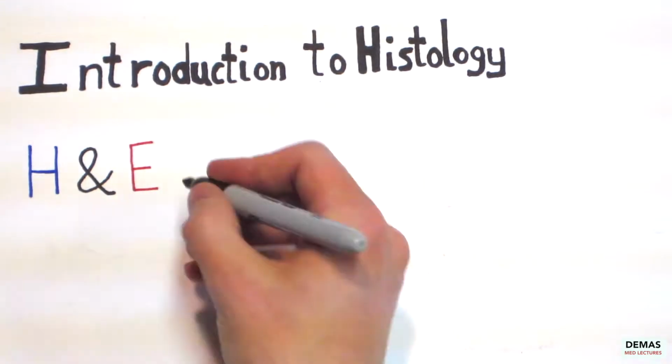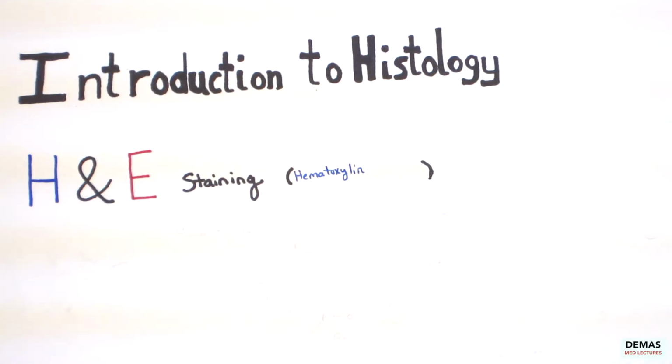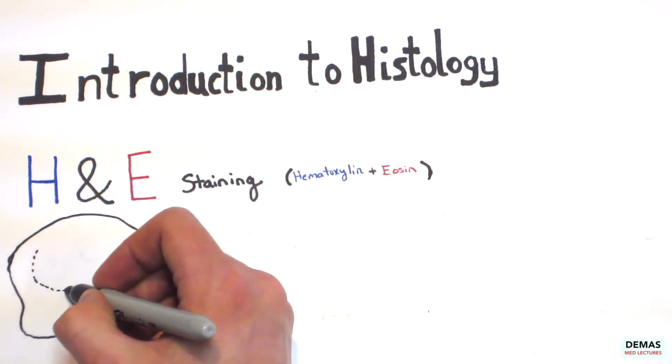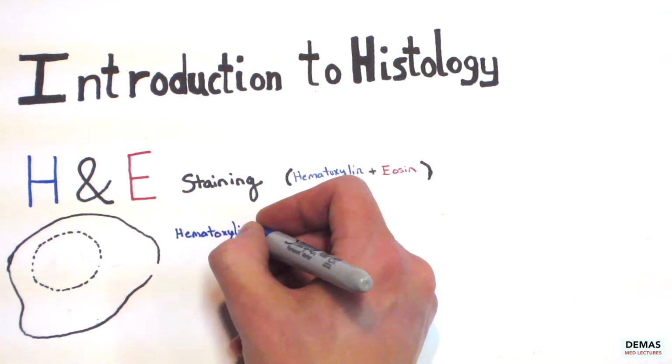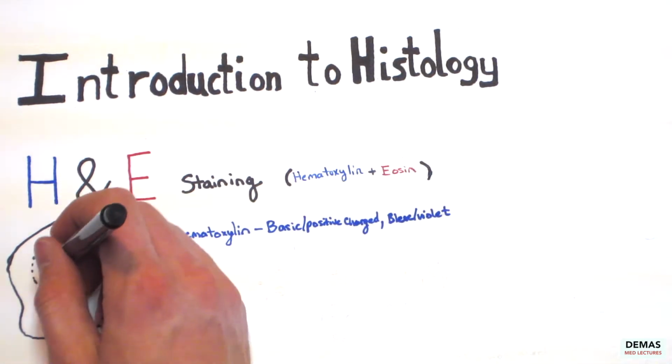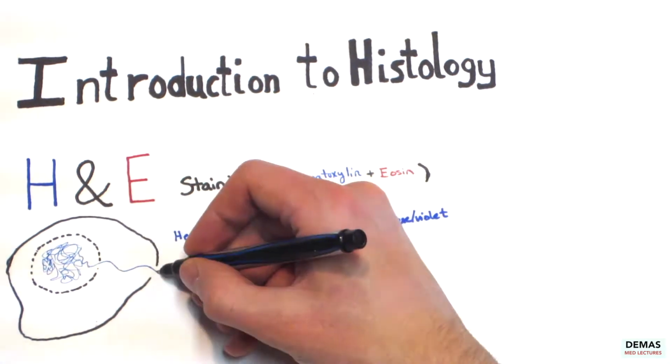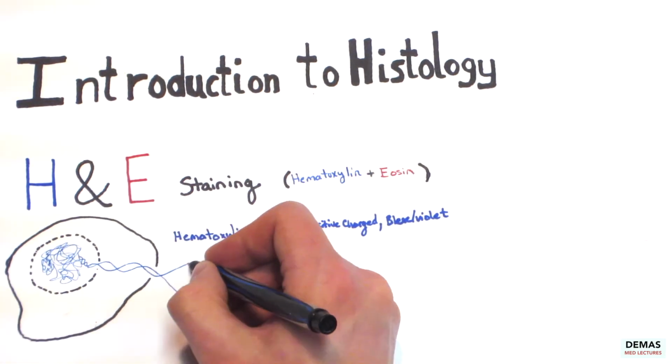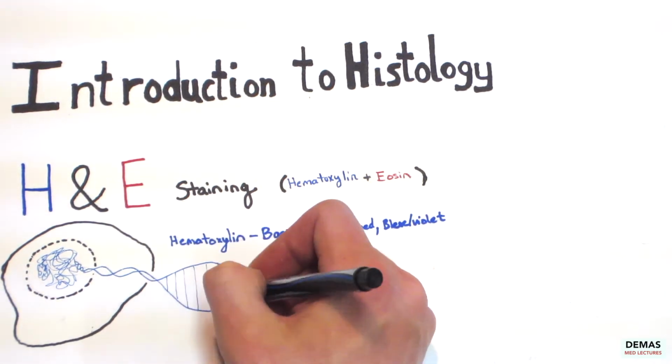So we're going to start off with H&E staining, which stands for hematoxylin and eosin. Without staining, cells would be actually quite dull and translucent, so staining allows us to highlight details within the cell that otherwise wouldn't be present. So hematoxylin is a basic or positively charged stain, which typically appears a blue or violet color.